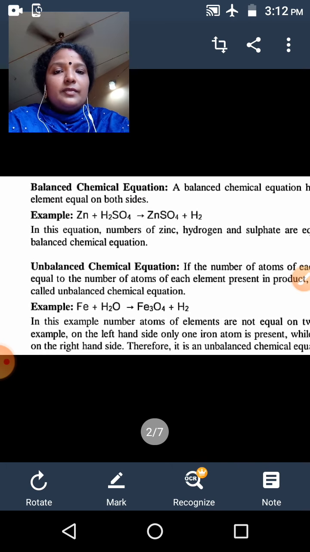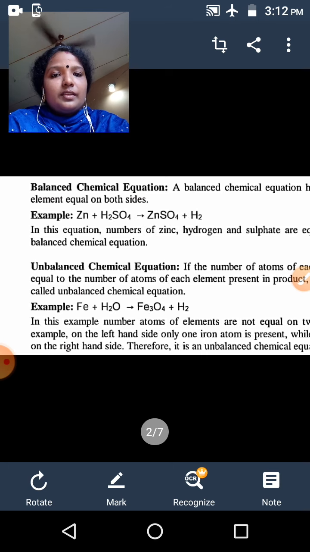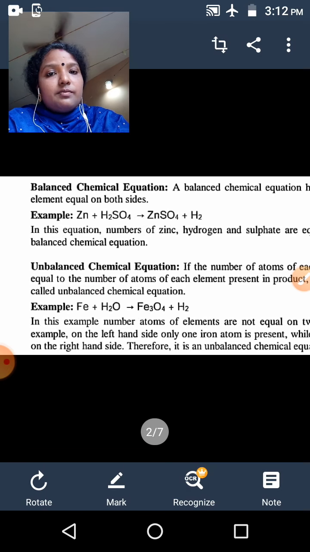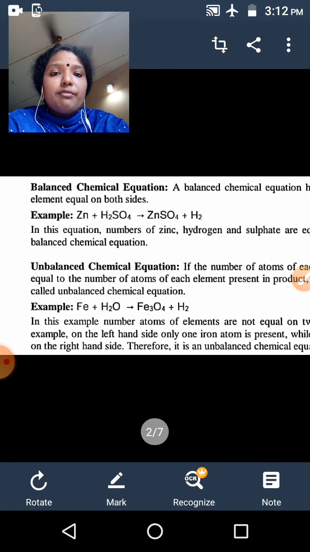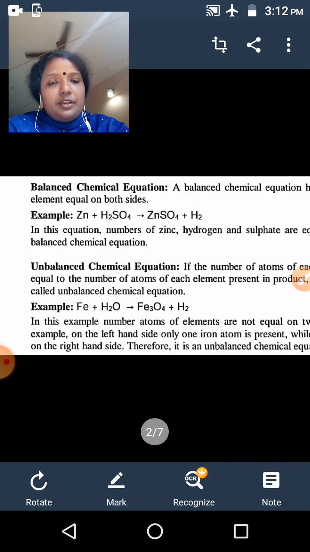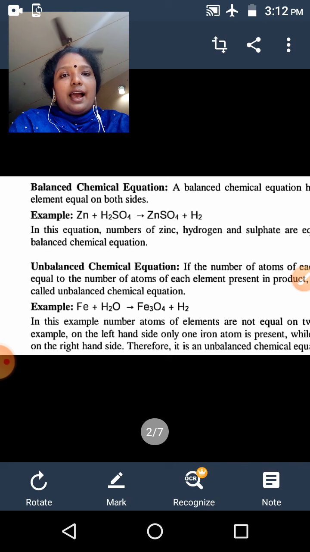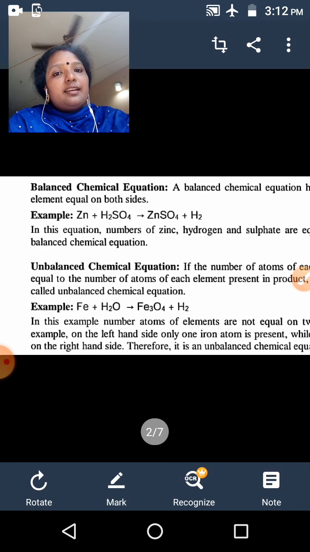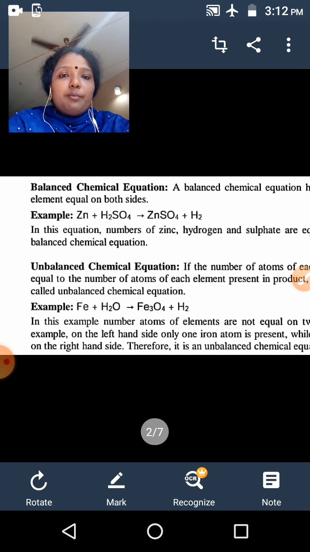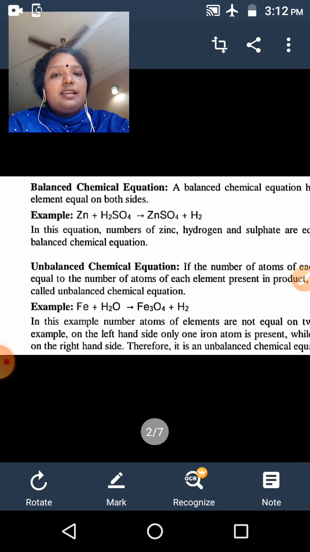Then what do you mean by an unbalanced chemical equation? In an unbalanced chemical equation, the number of atoms of elements in the reactant side is not equal to the number of atoms of elements in the product side.